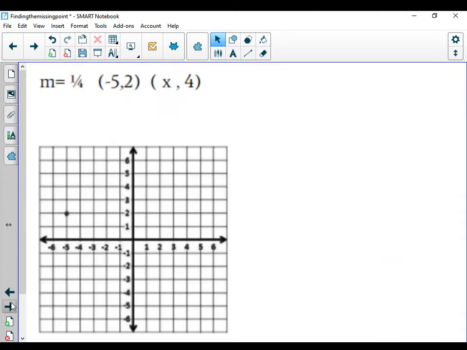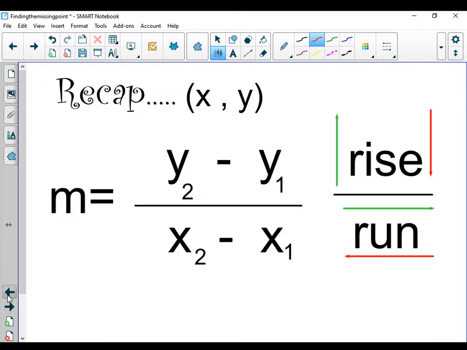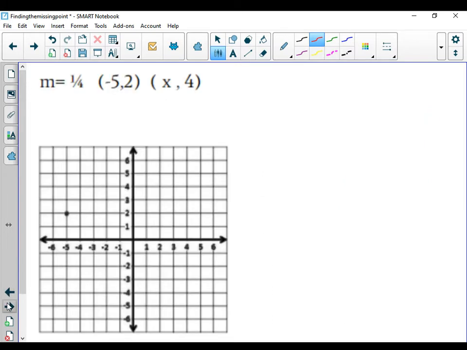Okay, so what you're going to be doing is you are given the slope. So for this example, the slope is 1/4, and we're given 2 points, but we're missing one of the numbers. So we're going to set it up as an equation using the y2 minus y1 and x2 minus x1. Okay, so this is x1, y1, x2, y2. So let's set this up.